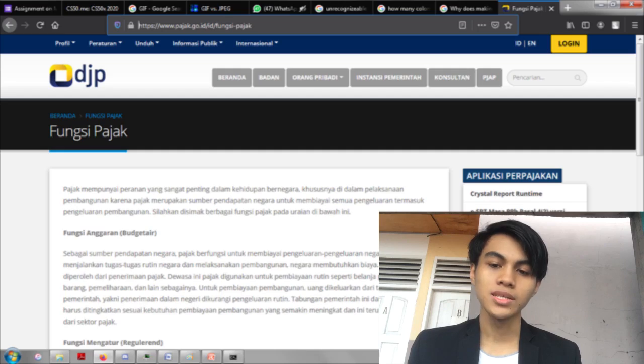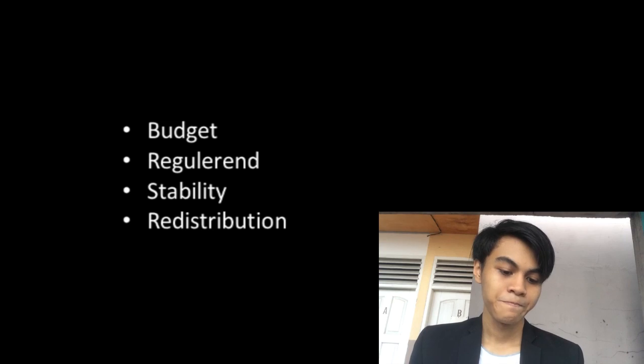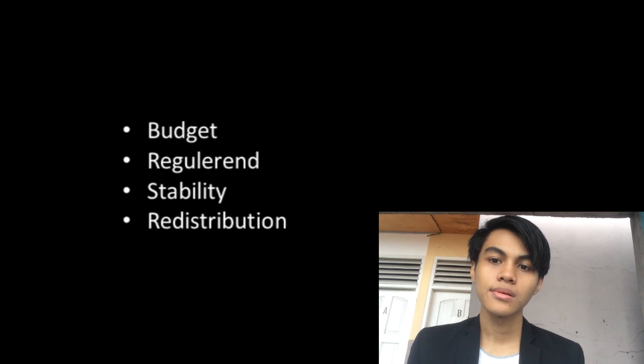Now I got all the information from pajak.go.id. It is basically the website that our authorities, Direktorat Jenderal Pajak, made to inform the people of Indonesia. Based on the website, there are 4 types of functions in Indonesia. The first one is budgetair, and the others are regulerend, stability, and redistribution.